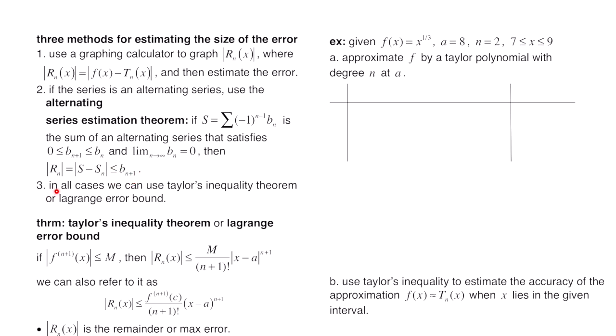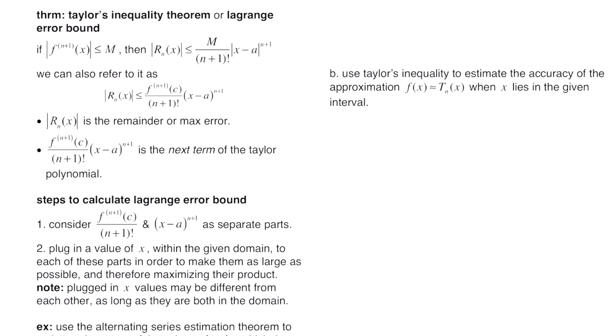Number 3, in all cases we can use Taylor's inequality theorem or Lagrange error bound. If we have the absolute value of the n plus 1 derivative of f is less than or equal to m, then the absolute value of r sub n of x is less than or equal to m divided by n plus 1 factorial times the absolute value of x minus a raised to the power n plus 1.